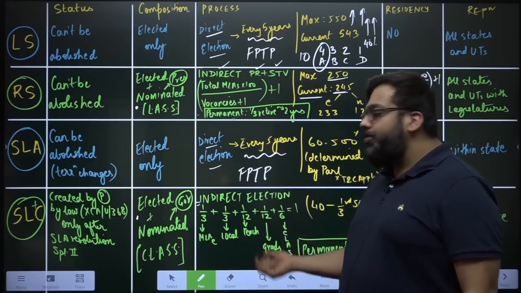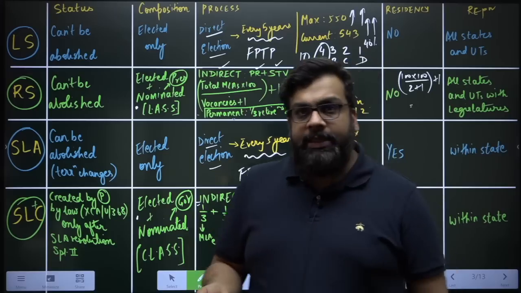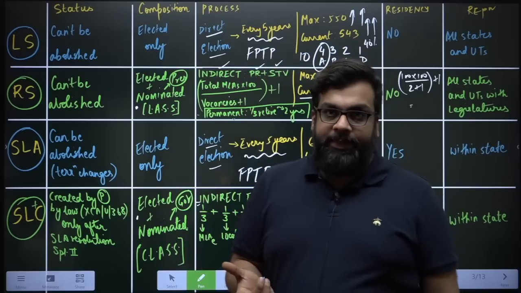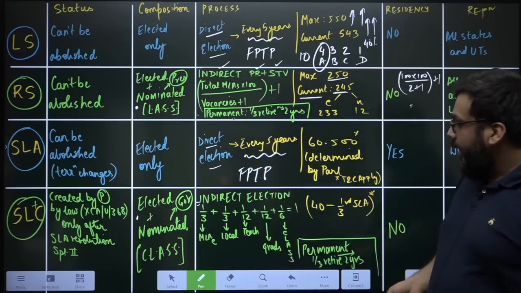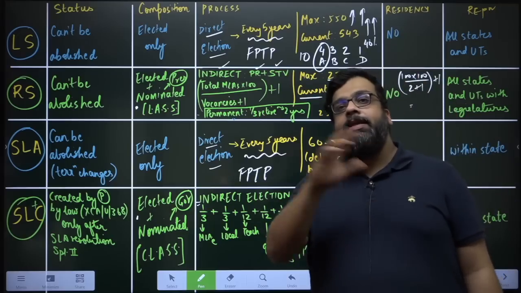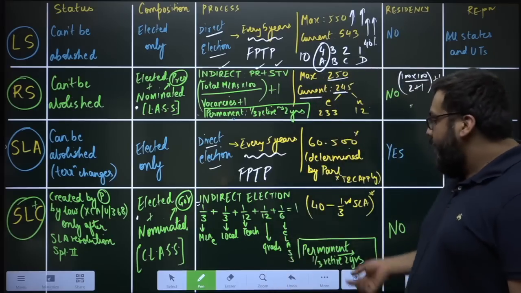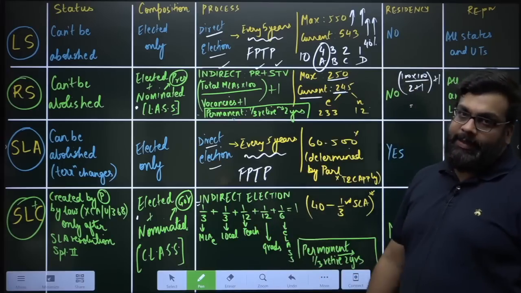Another 1/12 are chosen by teachers who've been teaching at least till class 10th for the last 3 years. So that's basically TGT for the last 3 years. Another 1/12 are chosen by graduates who've graduated at least 3 years ago. And another 1/6 are nominated, which is CLASS.